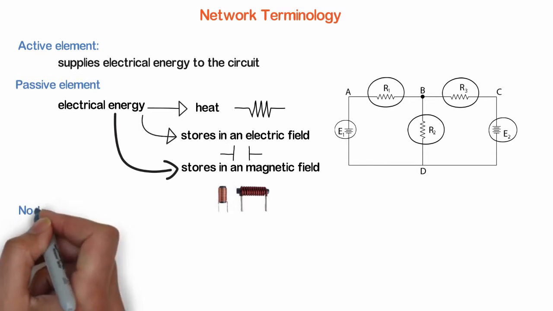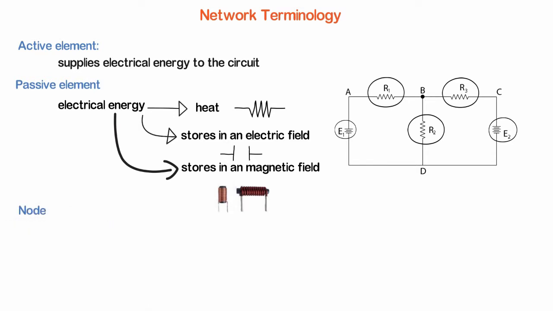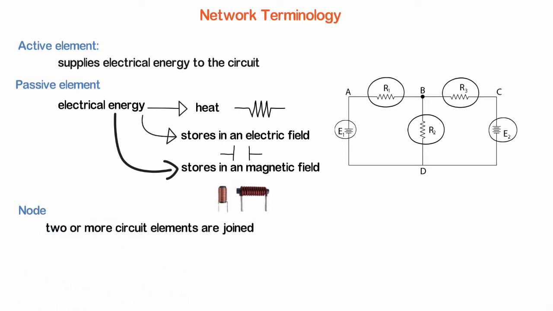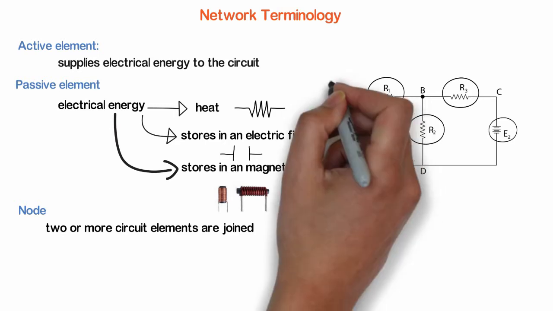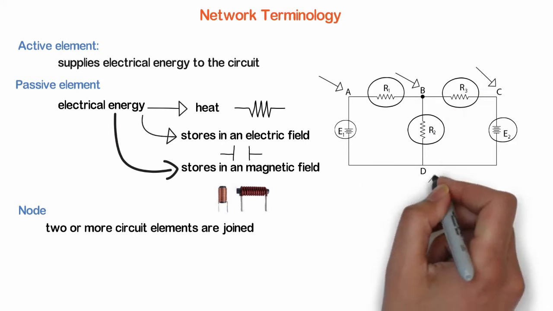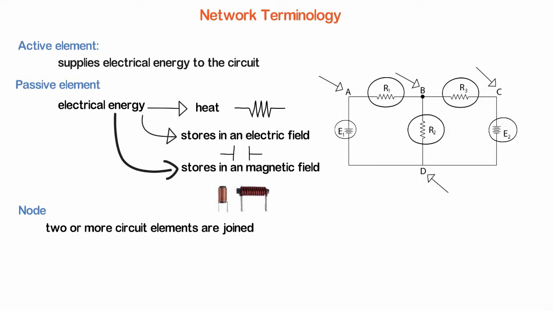Now let's see what node is. A node of a network is an equipotential surface at which two or more circuit elements are joined. Here R1 and E1 are joined at A and hence A is a node. Similarly, B, C, D are nodes.